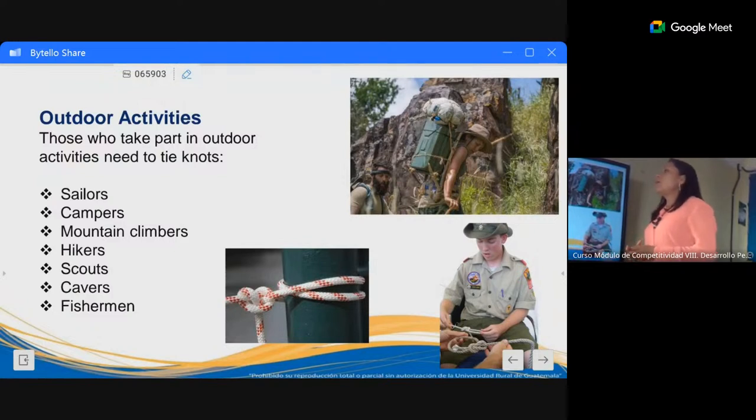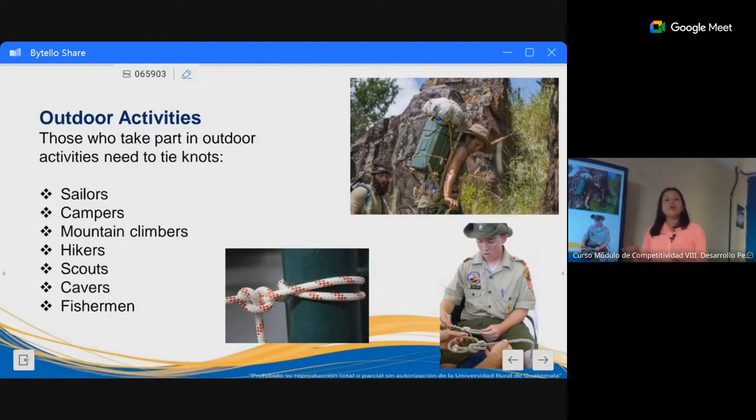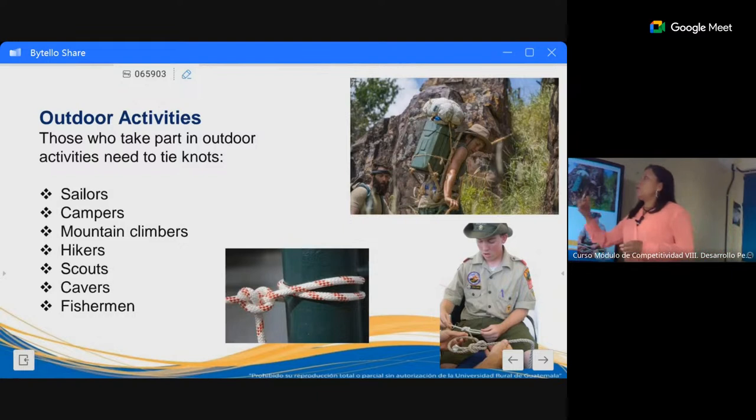Those who take part in outdoor activities need to tie knots. This is very, very important, because if you don't know how to make knots, you might fall or sometimes have an accident. So it helps us to prevent falling down. For outdoor activities, I think these are the professional jobs or activities where they are required to make knots.